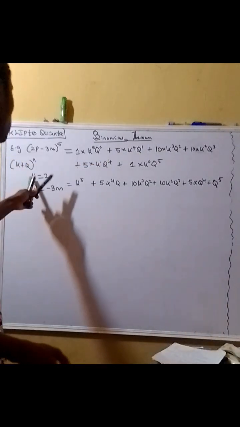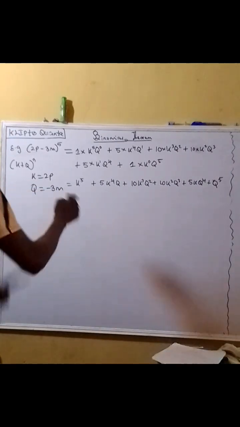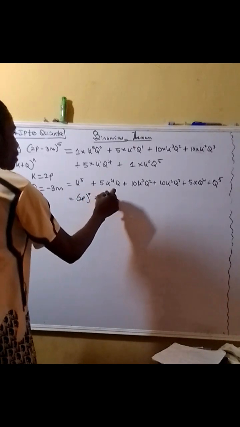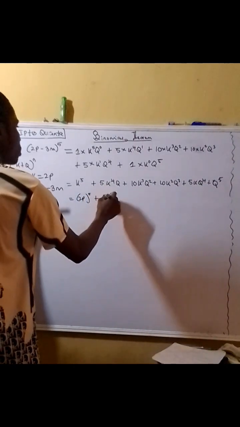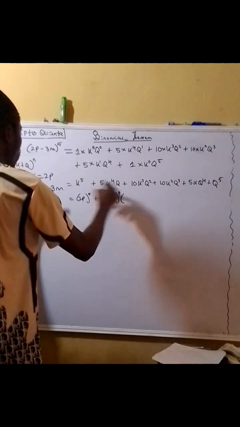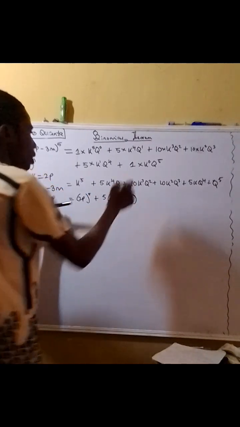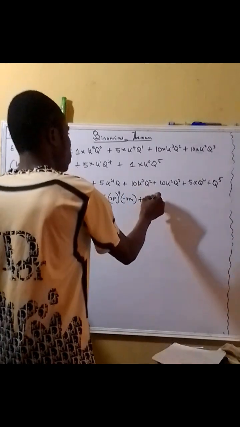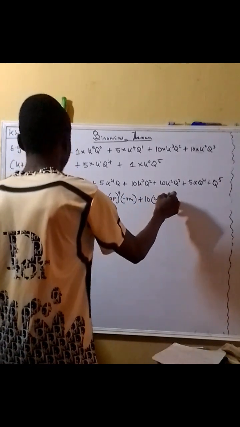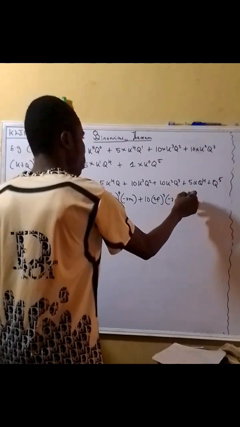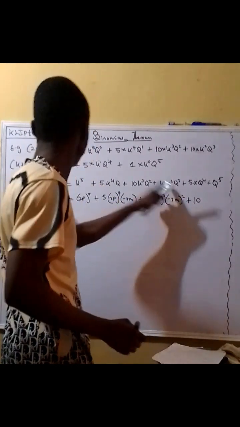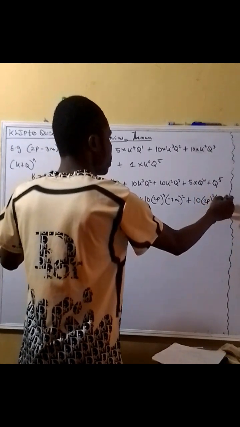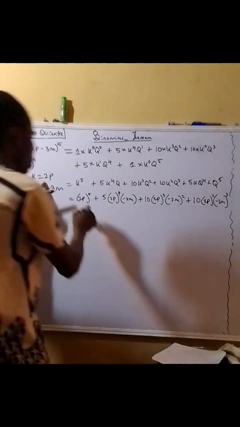So what is our k? 2p. Don't forget. That will be equal to k becomes 2p raised to the power 5, plus 5 into bracket, 2p raised to the power 4 times our q, minus 3m. Then plus 10 into bracket 2p raised to the power 3, then minus 3m raised to the power 2. The next one, plus 10, 2p raised to the power 2, then minus 3m raised to the power 3. Do you get what I'm saying?